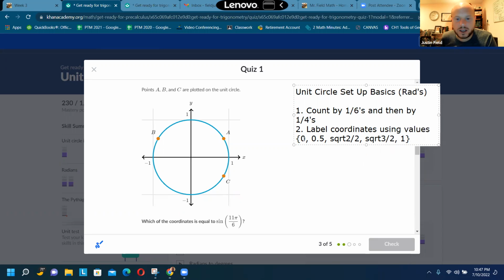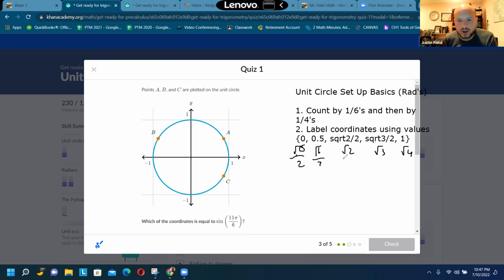If you really think about it, we can make it really simple. We can say this is like 0, 1, the square root of 0, the square root of 1, the square root of 2, the square root of 3, and the square root of 4, all over 2.